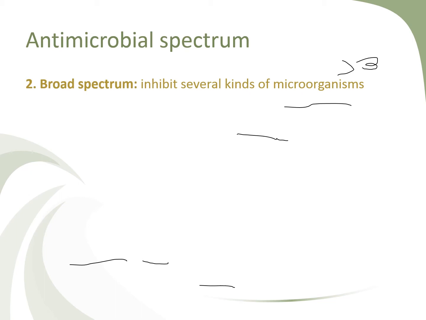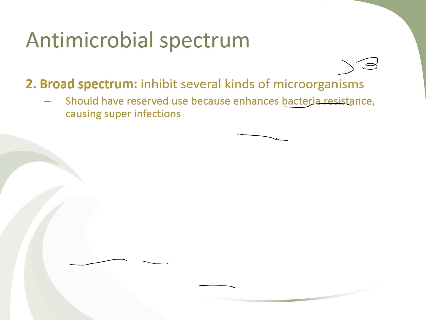As I said, it acts against more than 3 classes of antibiotics. So these antibiotics should have reserved use because it enhances bacterial resistance, causing superinfections. So if I use this antibiotic, my bacteria will have more chance to get resistance. So it's better to use just when it's extremely necessary. So the use should be reserved to bacteria resistant to narrow spectrum drugs.